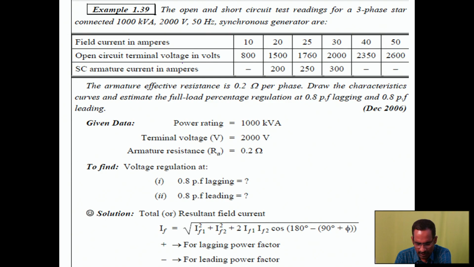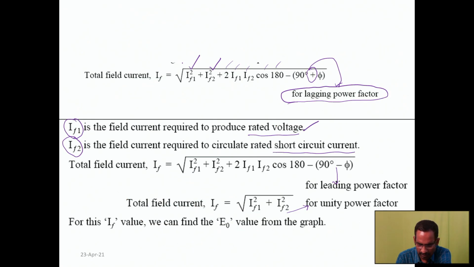Okay, so let us go to the next method, that is the ZPF method. We will move to the next method.